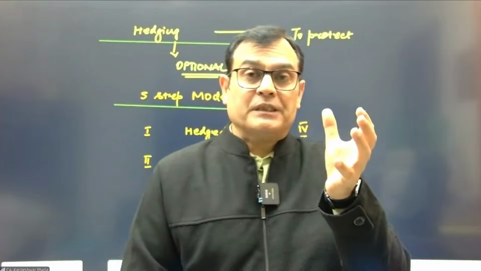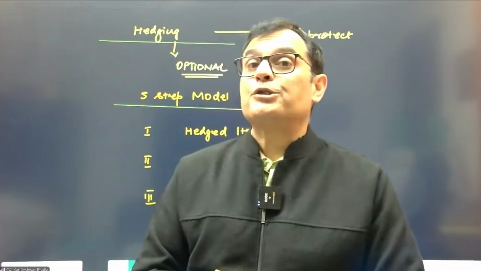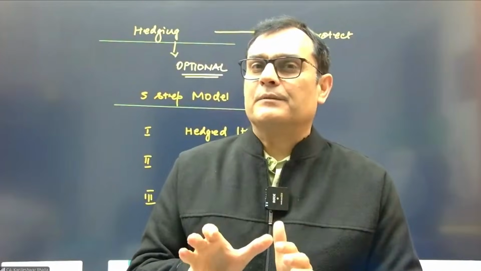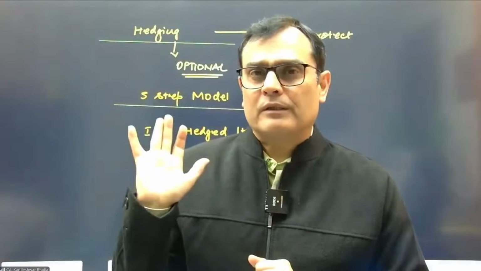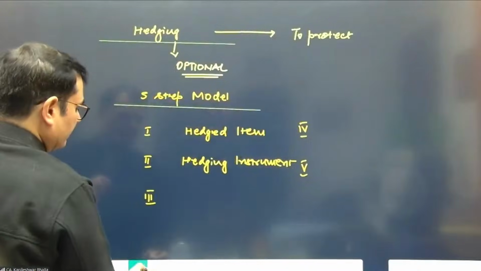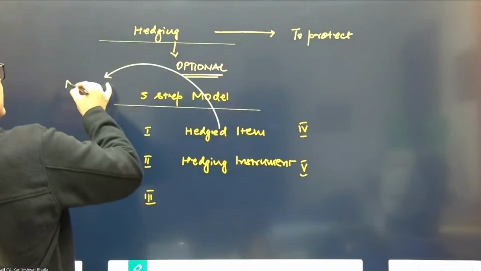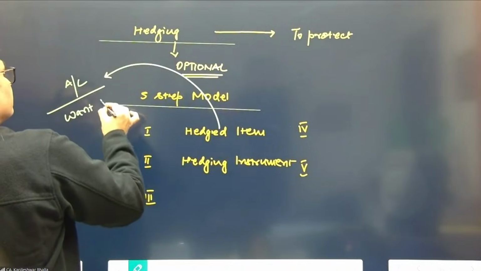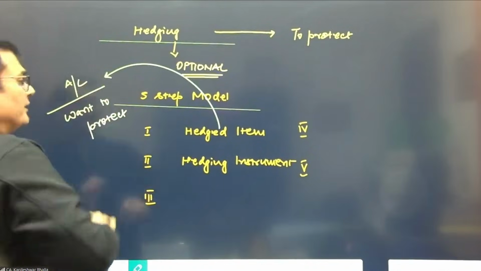When you're planning a hedging, it is not necessary that the asset and liability is already in the balance sheet of the company. The company can choose to protect any asset or liability, whether it is already in the balance sheet today or whether it's not in the balance sheet. So we'll come to that detail, but we can say hedged item. If somebody were to tell me what is a hedged item, we can say it is the asset or liability which we want to protect.